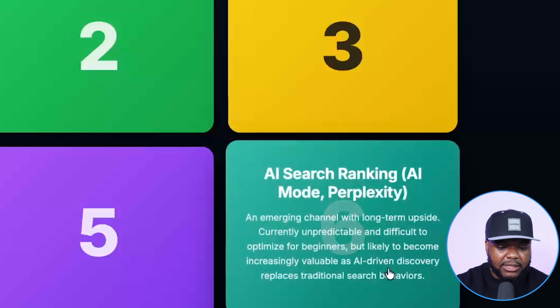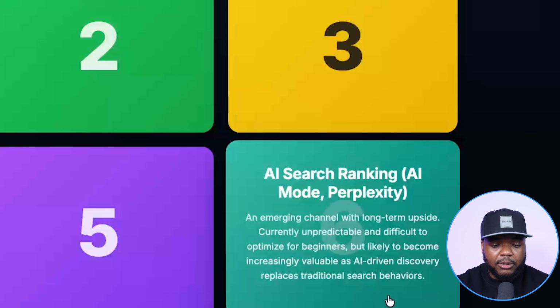Which is going to be AI search rankings, things like the Google AI mode, Perplexity. ChatGPT also has a feature. Various different AI tools are being used now when it comes to people searching for different apps that they're going to be able to use. And this is something that's still growing. That's the reason why it's ranked at number 6. And according to ChatGPT right there, we can say that an emerging channel with long-term upside is currently unpredictable because it's new, but a lot of people are still able to capitalize from this.